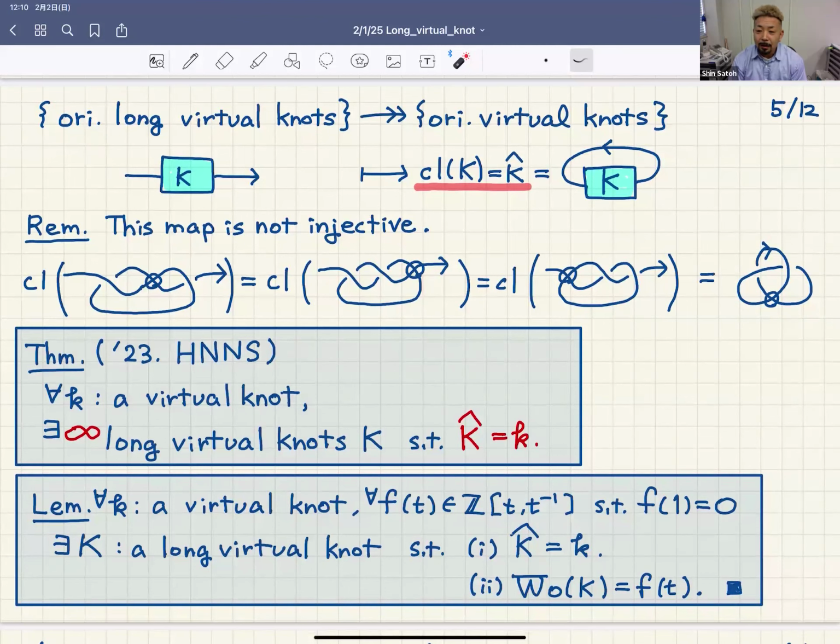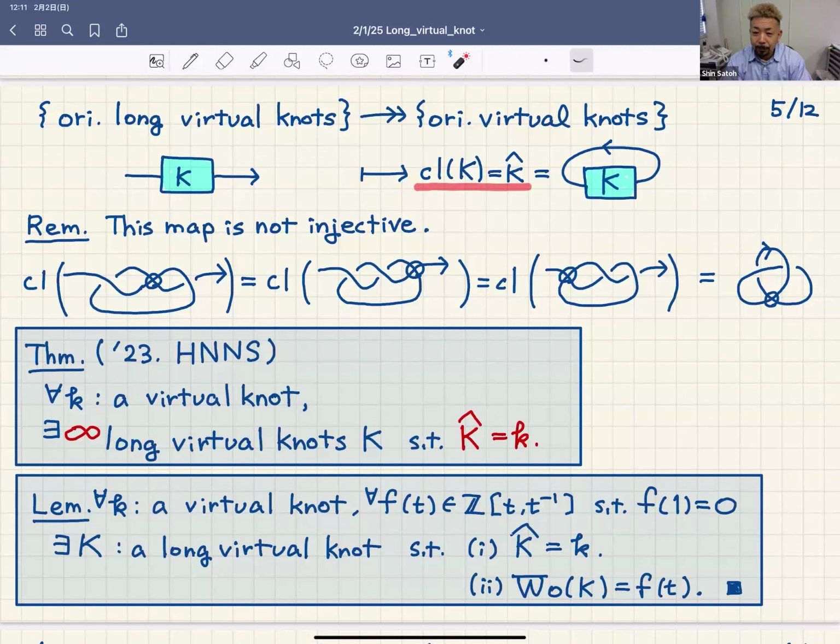Okay. The closure is obtained by closing the long virtual knot and forgetting the base point at infinity. We denote by CLK or K hat the closure of a long virtual knot K. Although this closing map is surjective, it is not injective.